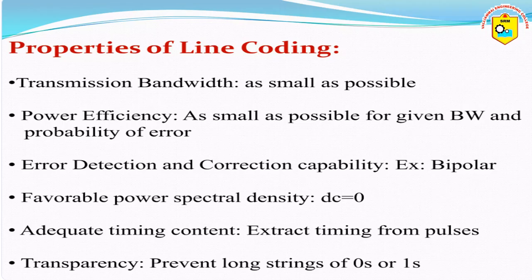Moving on to the properties of line coding: the transmission bandwidth will be as small as possible, and power efficiency will be as high as possible for a given bandwidth and probability of error. It has high error detection and correction capability with favorable spectral density. We have adequate timing content, so we can extract timing from the pulses, and line coding helps prevent long strings of zeros and ones.